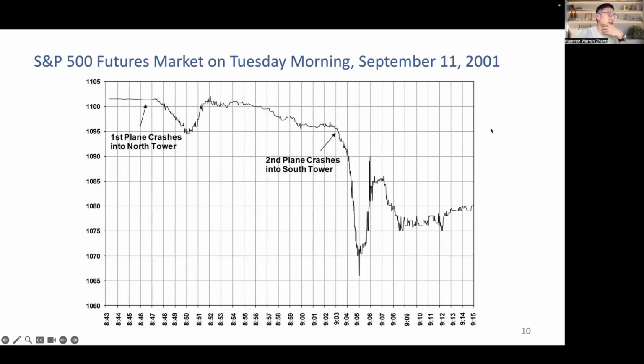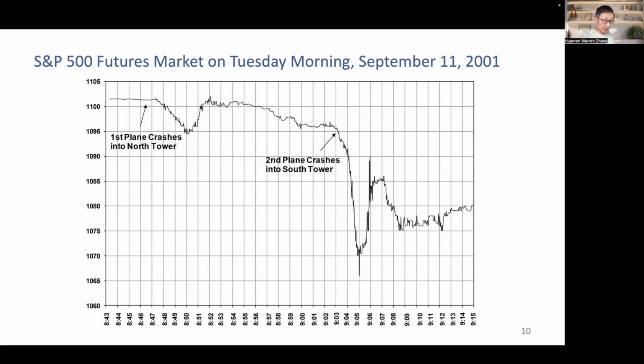This figure shows the S&P, Standard & Poor's 500 futures market on Tuesday morning, September 11, 2001. If you know a little bit about history, you know what occurred on the 11th of September 2001. Right? A plane crashed into the Twin Towers in New York City. Because it occurred before the opening of the stock market, we will not be able to observe its influence on the stock market price in real time.